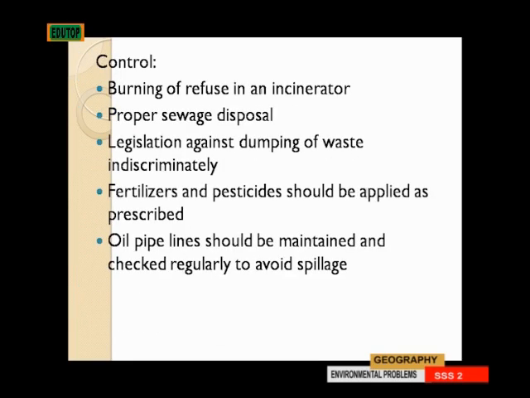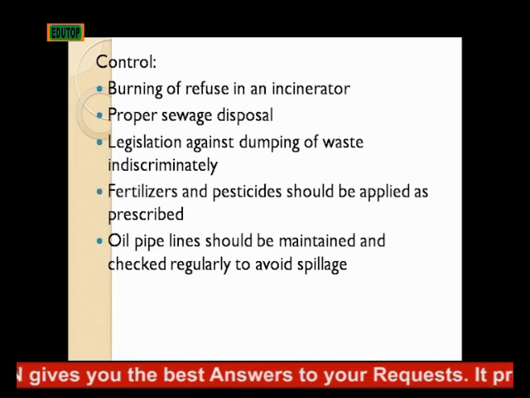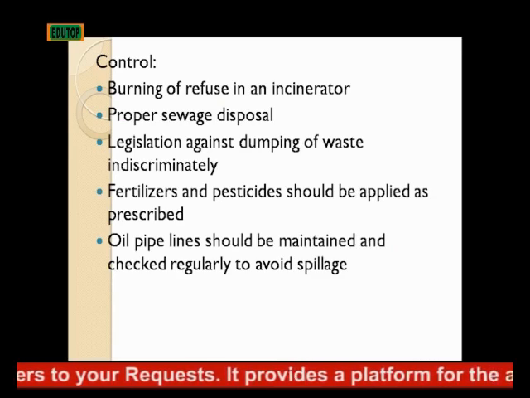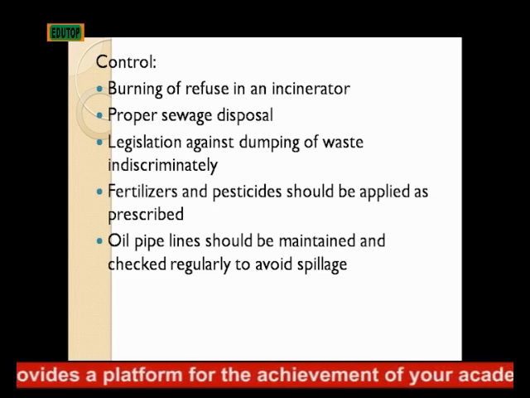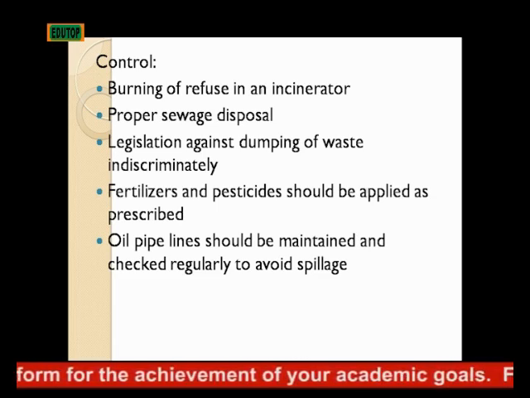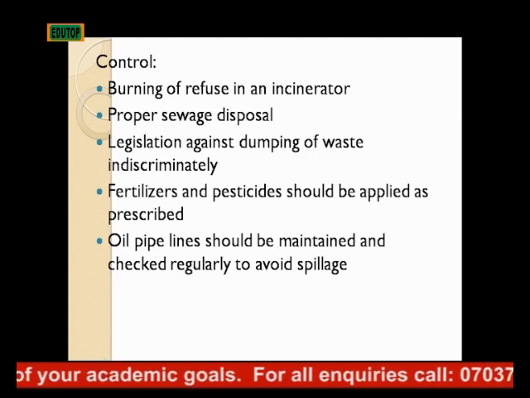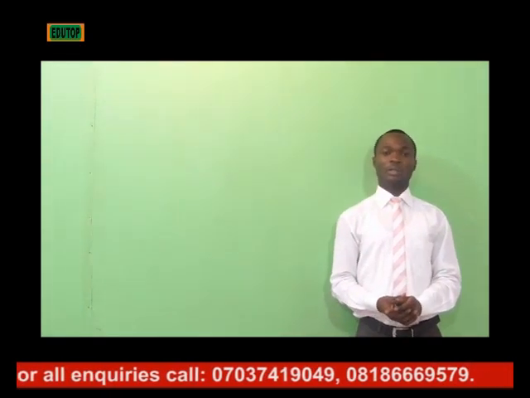How can we control land pollution? This can be done by burning of refuse in an incinerator, proper sewage disposal, and legislation against dumping of waste indiscriminately should be enacted. And fertilizers and pesticides should be applied as prescribed. Some persons apply these chemicals in quantities that are far beyond the prescribed quantities, thus posing danger to the fertility of the soil.